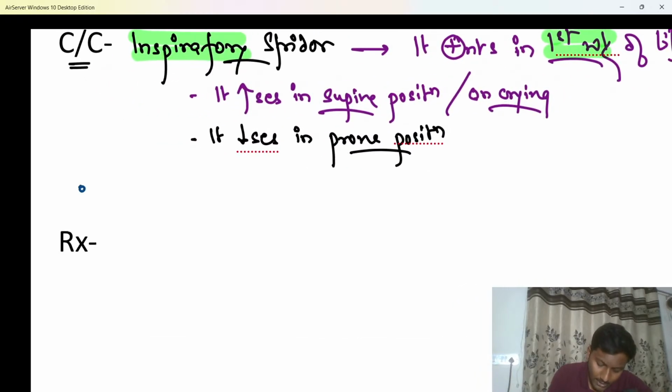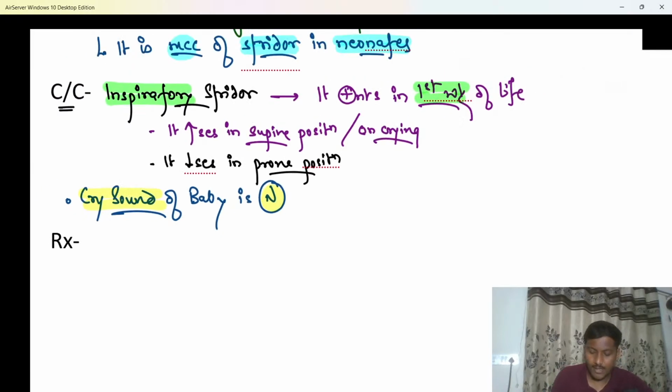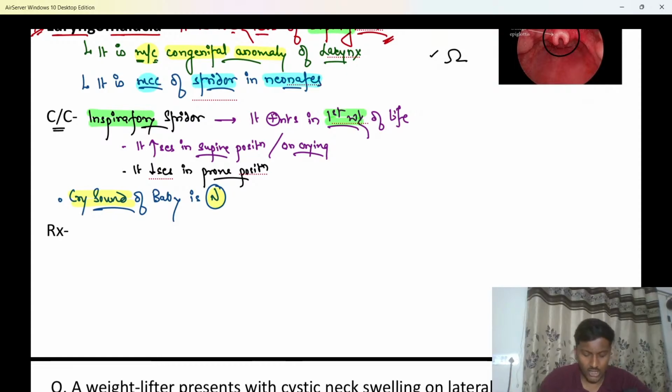ठीक है? तो याद रखना, there will be only stridor, but the cry sound of the baby is going to be normal. ठीक है? And that is a hint. That means the vocal cords are not affected. Only the supraglottis is affected बेटा. ठीक है? So that is a hint towards laryngomalacia.